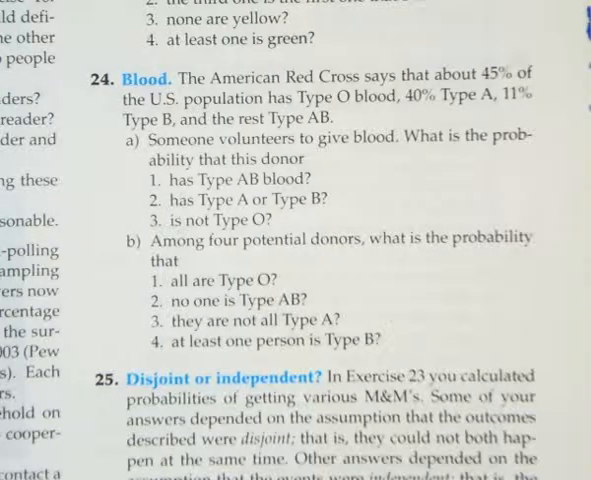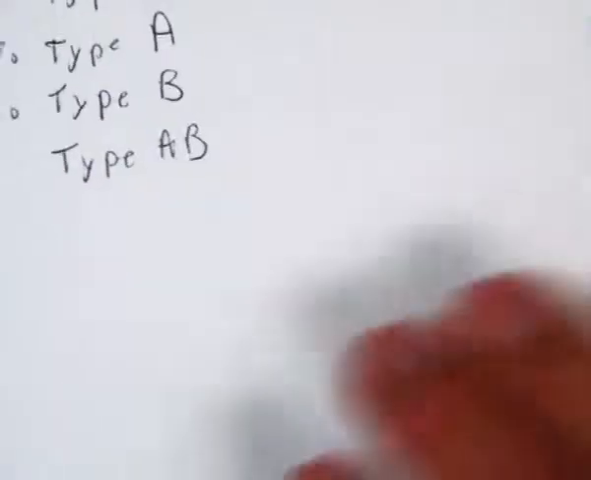Okay, so problem 24. The American Red Cross says 45% of the U.S. population has type O blood, 40% is type A, 11% is type B, and the rest are type AB. So in problem A, we're looking at one person. We've got to answer those three questions. So here's what we've got.